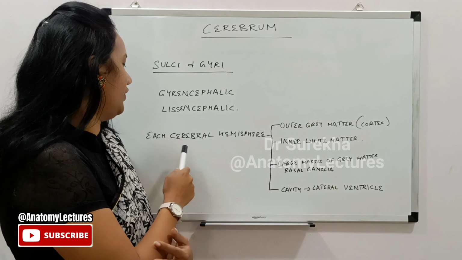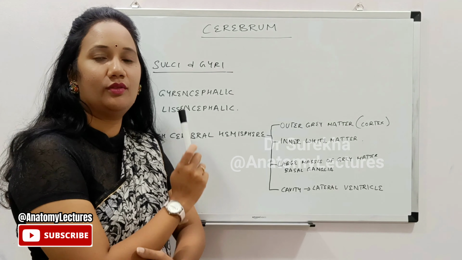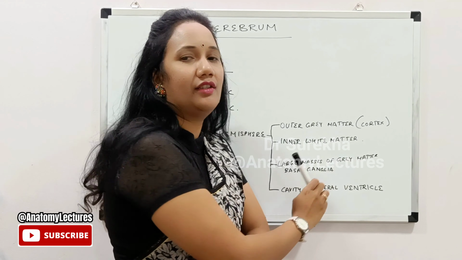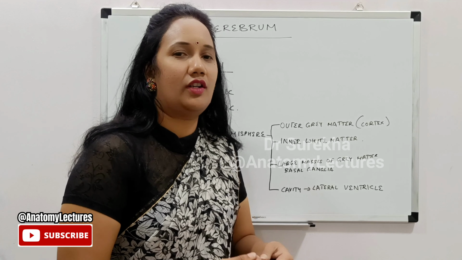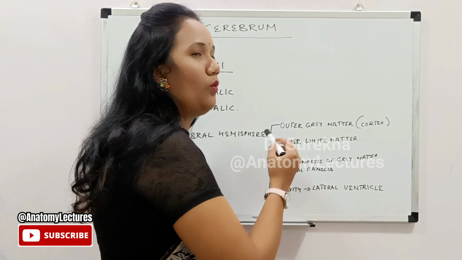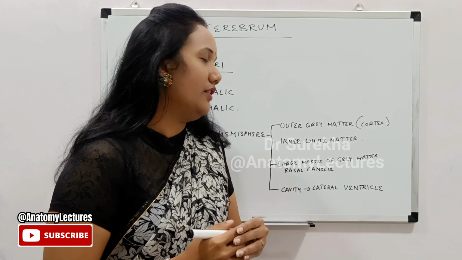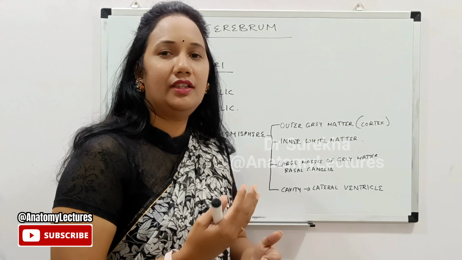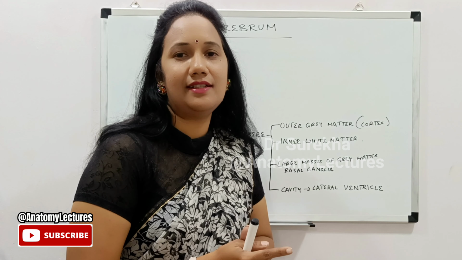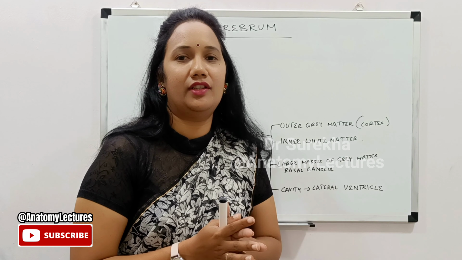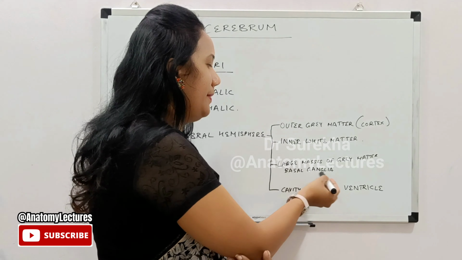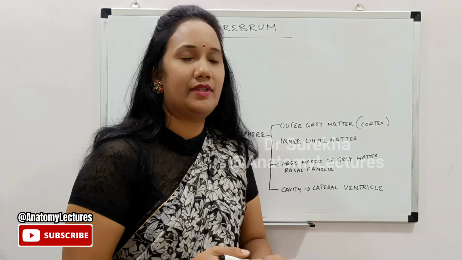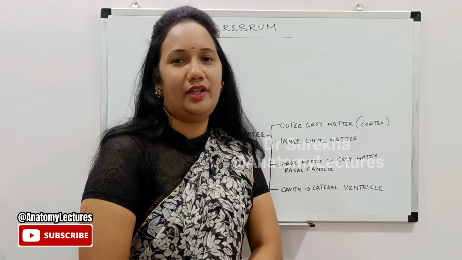What are the features present in each cerebral hemisphere? Each cerebral hemisphere is made up of an outer layer of grey matter, the cerebral cortex, and inner white matter made up of nerve fibers. Large masses of grey matter are scattered in the basal area within this white matter, referred to as the basal ganglia or basal nuclei. And there is a cavity within each cerebral hemisphere called the lateral ventricle.